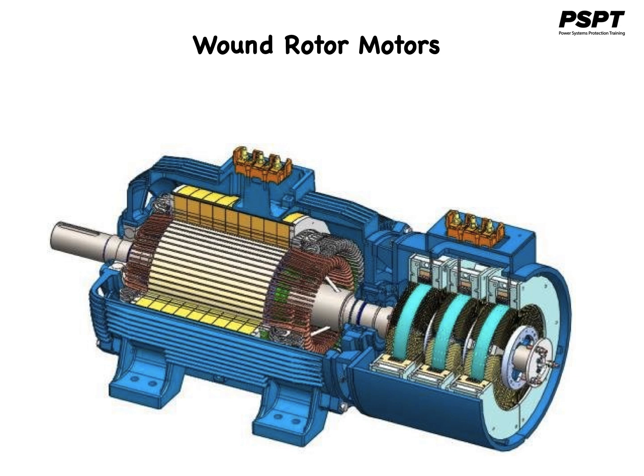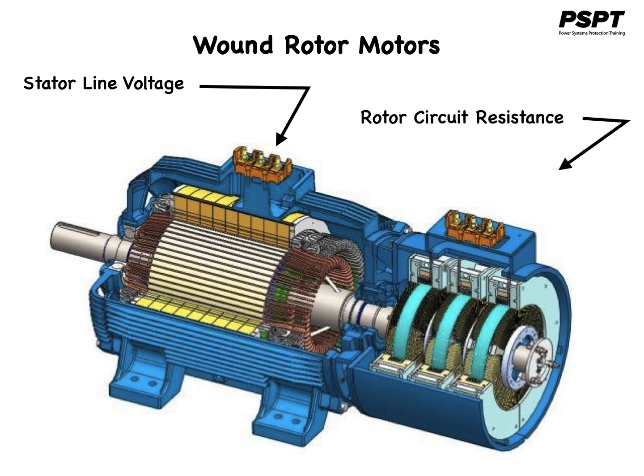For wound rotor motors, their speed is changed by changing the motor slip. This can be achieved by varying the stator line voltage, by varying the resistance of the rotor circuit, and or inserting a varying foreign voltage in the rotor circuit.